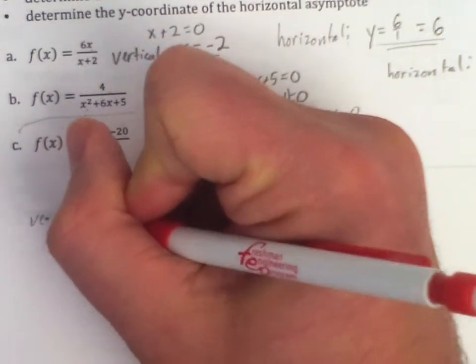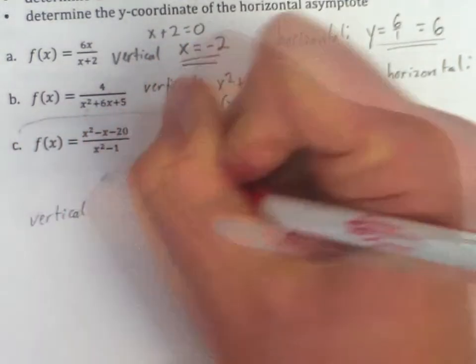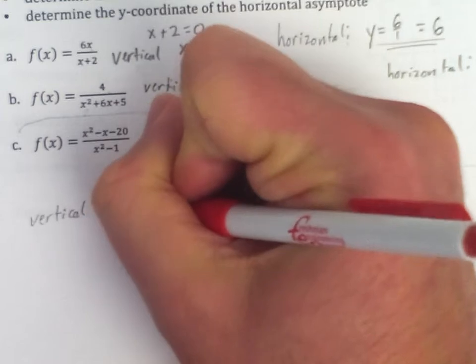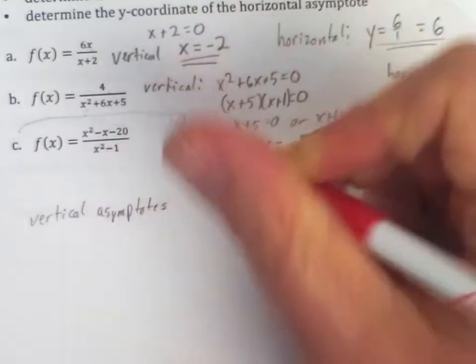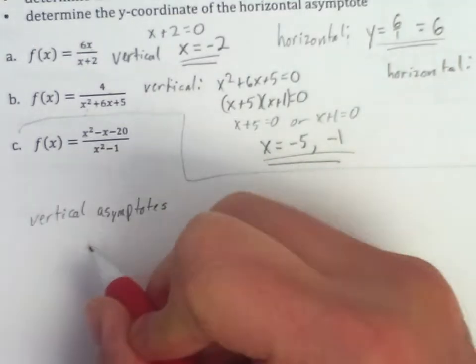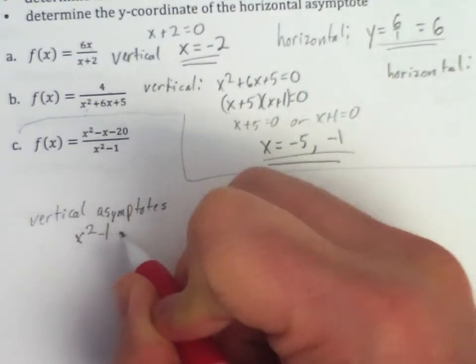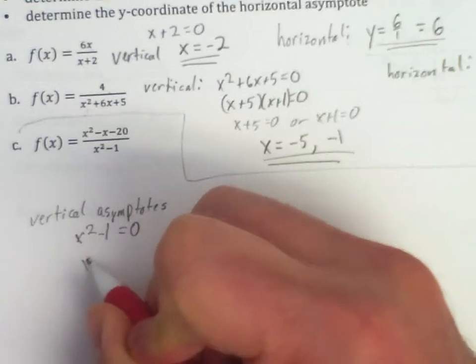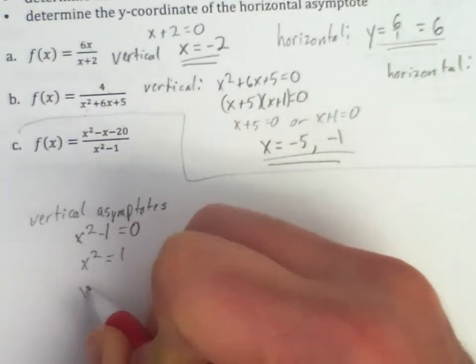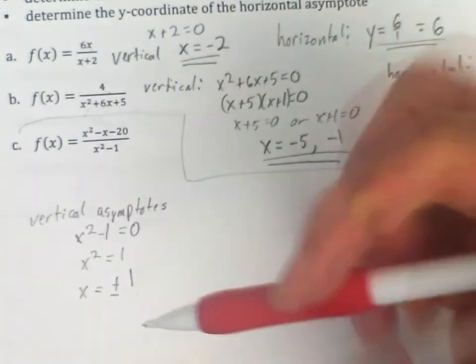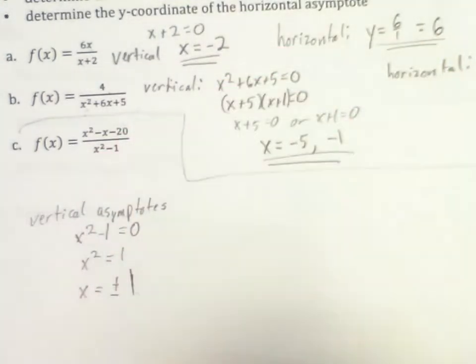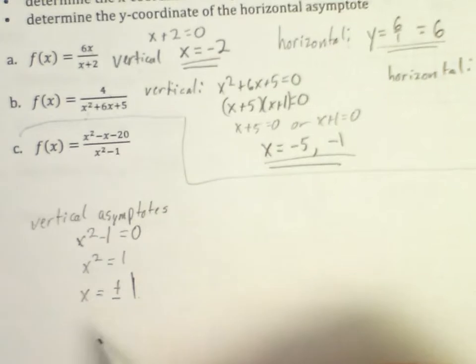So vertical asymptotes: we want to check where the denominator equals 0. So we're going to check x squared minus 1 equals 0. So that means x squared equals 1. So that means x equals plus or minus 1. So don't forget to have both forms of the root. So we put that. We have those in there.